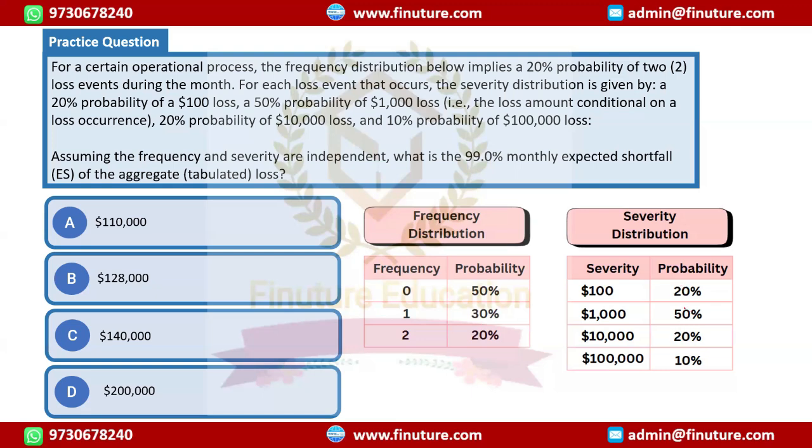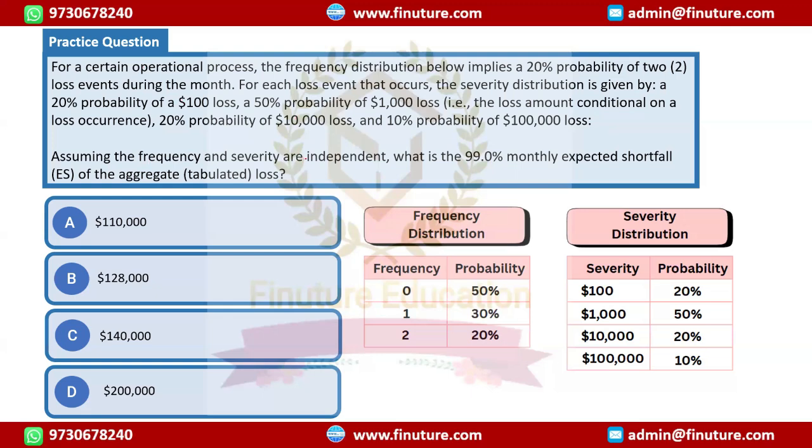So 20% of the time the severity is $100, and 50%, most of the time, when these happen, they come with a $1,000 loss. Likewise 20% of the time it's $10,000, but 10% of the time it's around $100,000, which is quite material. So that has a probability of 10%. That's what has been given in this particular paragraph.